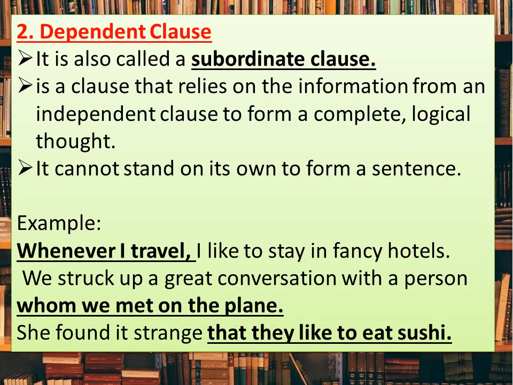So we have here the second kind of clause, which is a dependent clause. It is also called a subordinate clause. It is a clause that relies on the information from an independent clause to form a complete and logical thought. This is the kind of clause which cannot stand alone to form a sentence. As you can see in our examples, we have underlined words. Okay, so these underlined words are our dependent clauses.